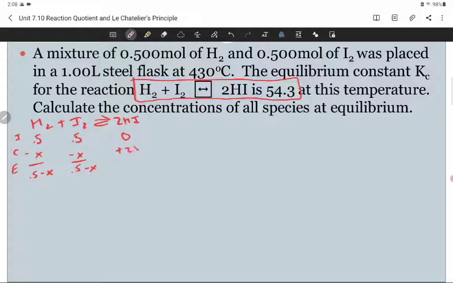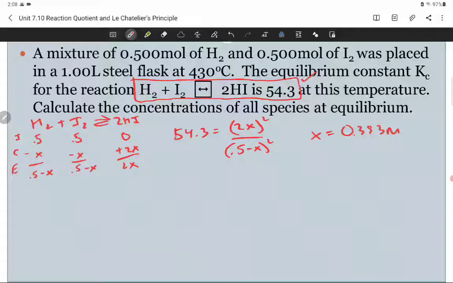So again, we've done almost this exact same type of question a number of times now. By the way, 54.3 means that these changes are going to be significant compared to the 0.5 initial molarity. So 54.3 equals 2x squared, and then on the bottom (0.5 minus x) squared, because it's 0.5 minus x times 0.5 minus x. So take the square root, solve for x. I'm not going to continue to show that. It's the same mathematics over and over again that we've had now.